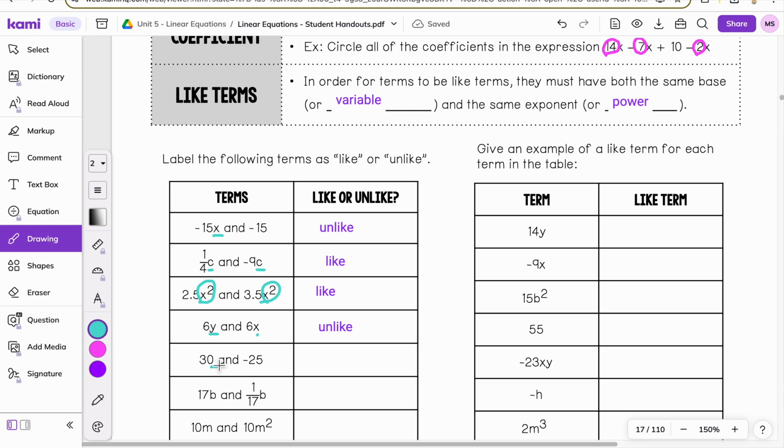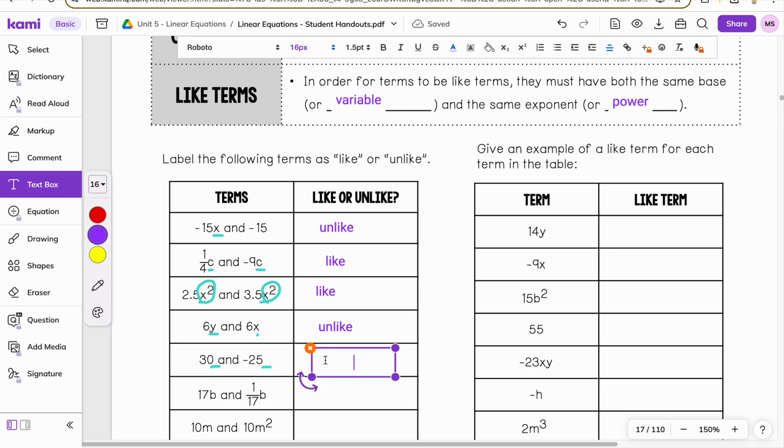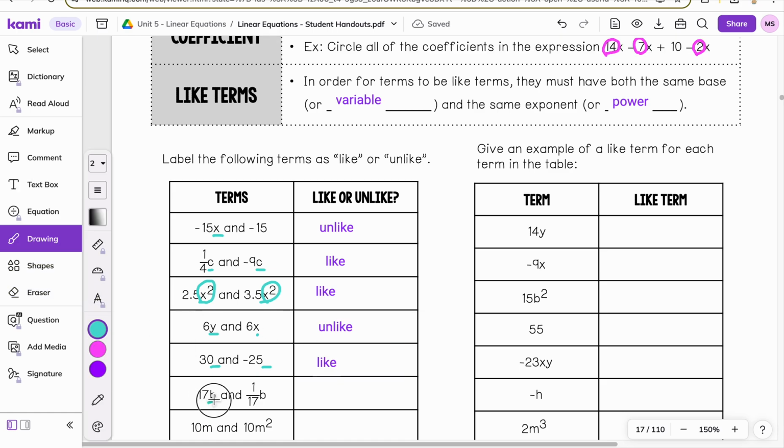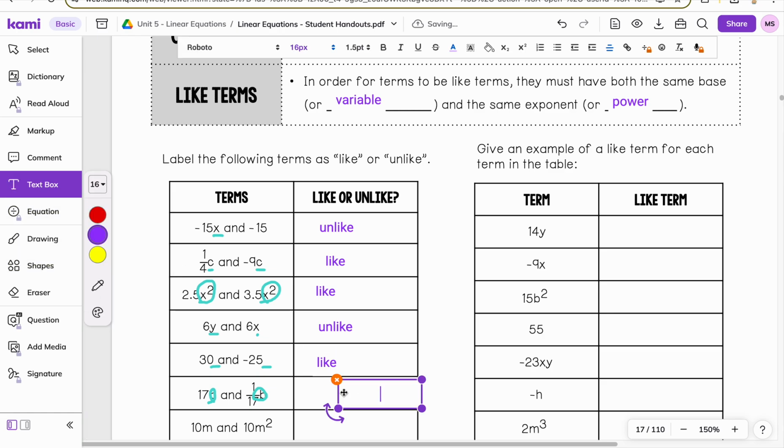These ones have no variables, so we could add or subtract those. Those would be like terms. B and B, again, more like terms.